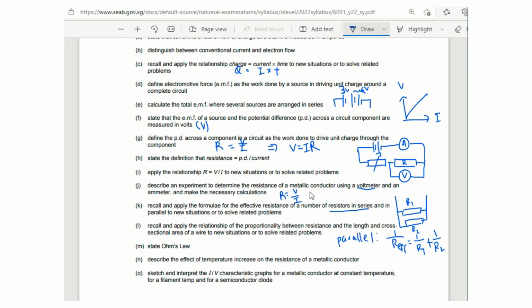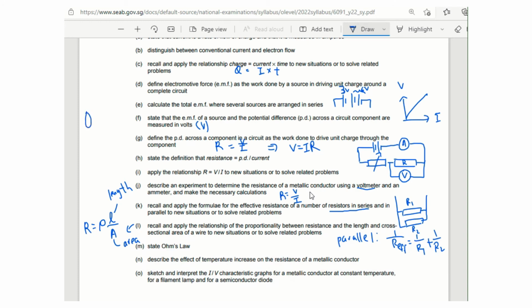Then next, let's move on to L. L is basically to record and apply the relationship between resistance and length and cross-sectional area. What this is trying to say is that resistance equals resistivity, which is the property of the material, times L over A. L is the length of the wire and A is the cross-sectional area. So it tells us that the longer the length, the greater the resistance. The bigger the cross-sectional area of a wire, the lower the resistance.